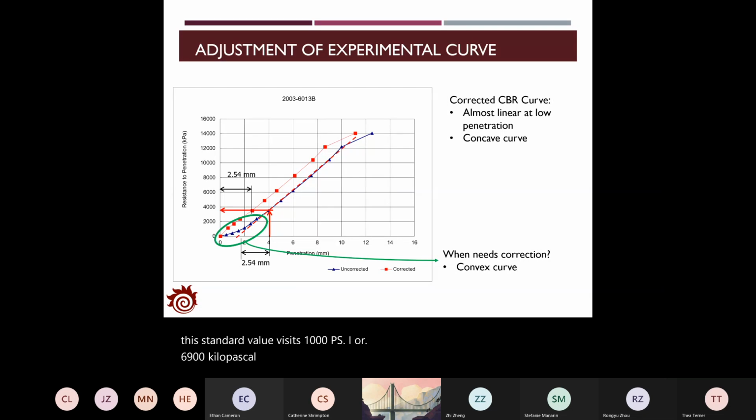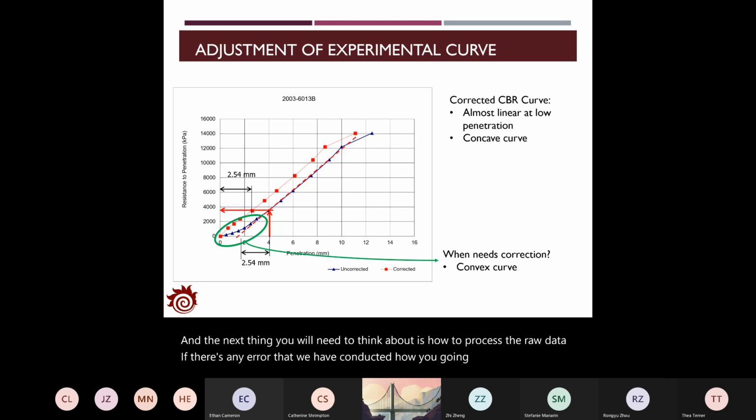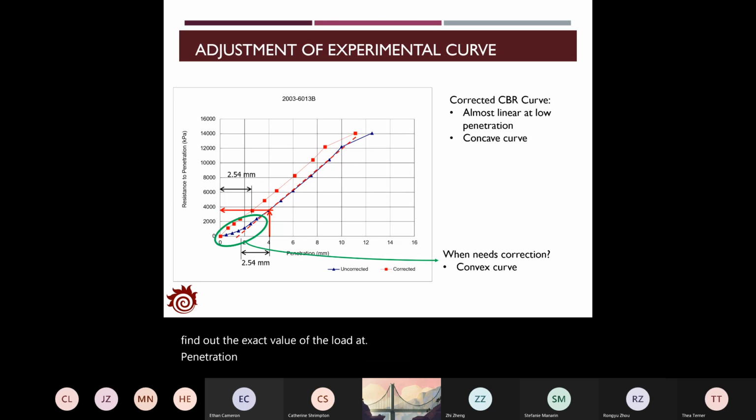The next thing you will need to think about is how to process the raw data, and if there is any error you have made, how you are going to correct it. It's very common to find some error in the raw data you collect. So usually for the CBR test, we need to apply a correction to find the exact value of the load at a penetration of 0.1 inch.